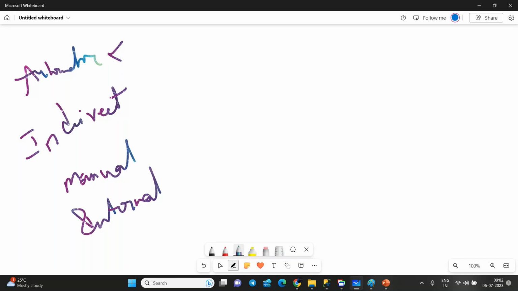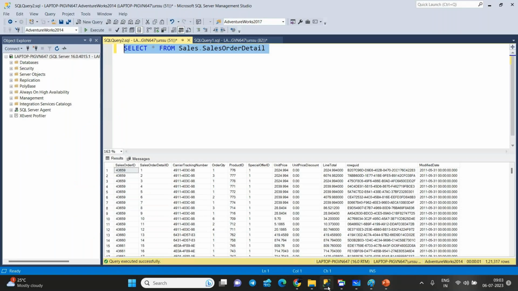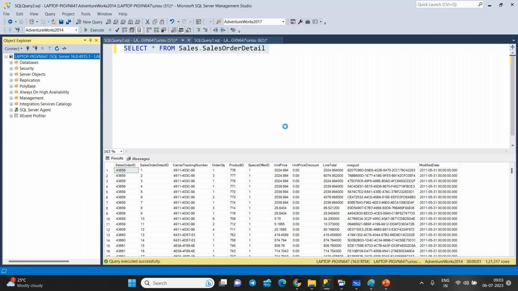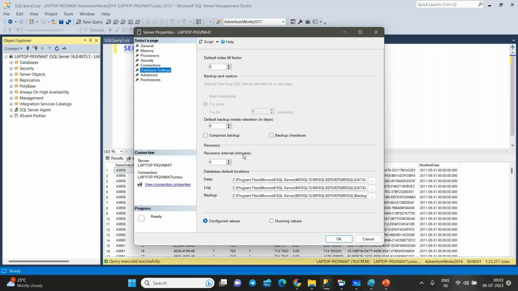So, as you requested, what is the time frame that you can decide in the automatic checkpoints? Sir, by default, it will be zero. By default, your automatic checkpoint interval will be zero. When you go to the database property, the recovery interval time is zero by default. That means, when will it trigger?